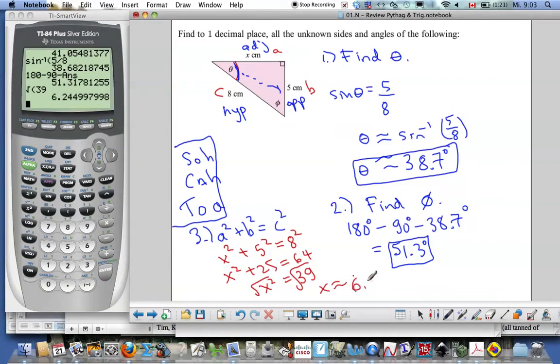6.24. And does that make sense? That's the last thing you should look at, always. Good point, Ms. Borbe. It sure does. If you look at 6.24, if that came out to be longer than 8, you would know you made a mistake, because the hypotenuse is always the longest.